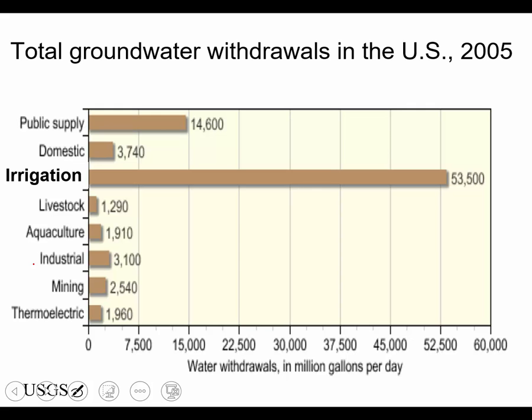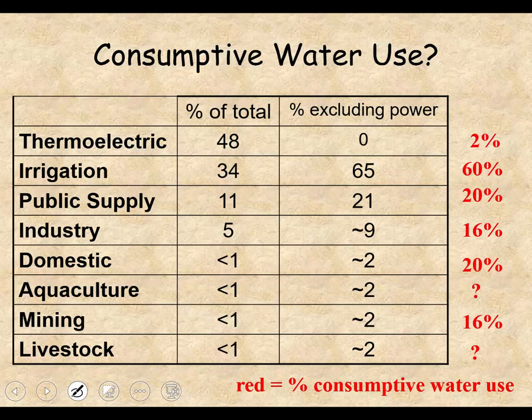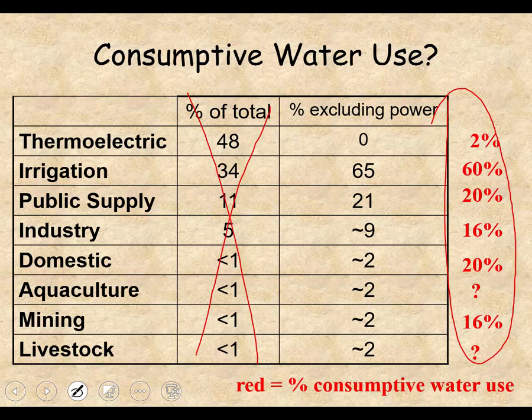And one of the reasons that's important is because irrigation is the most inefficient way of using groundwater because of the high rates of evaporation and evaporative losses. So we'll come back to that. Now, this particular number here in red is what we call the percent consumptive use, and what that means is how much of that water is consumed for each given use. And we're going to focus on the use excluding thermoelectric.